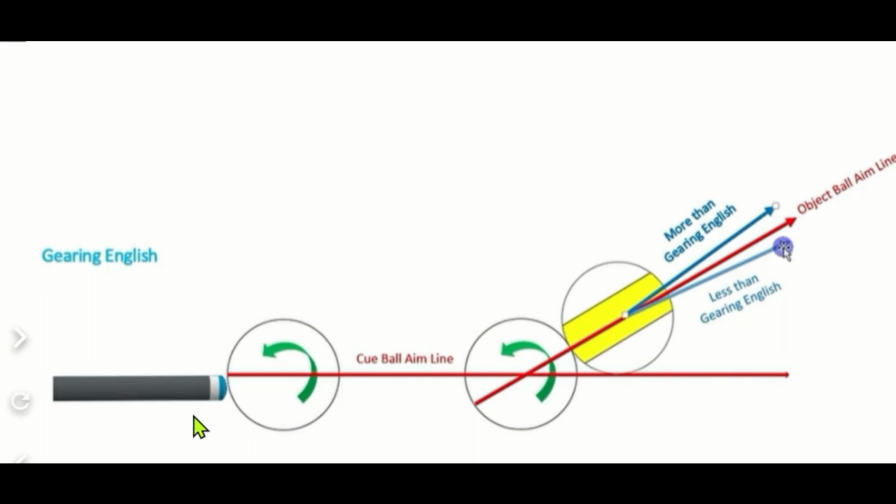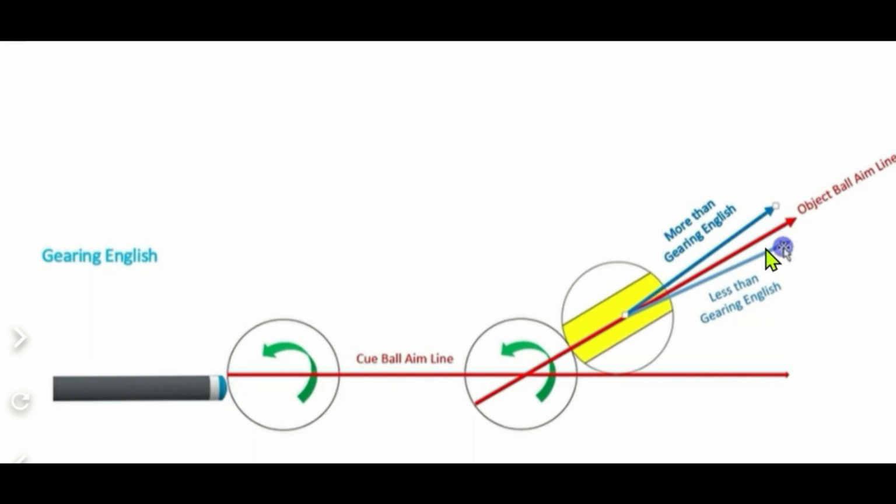But if you put more than gearing English, the spin will be more. It'll throw the ball more in this direction. So if you put more than gearing English, you have to compensate by aiming to the same side as the gearing English. If you hit less than gearing English, the throw will be on the other side. So if you hit less than gearing English, you will have to compensate by aiming to the left side of gearing English.